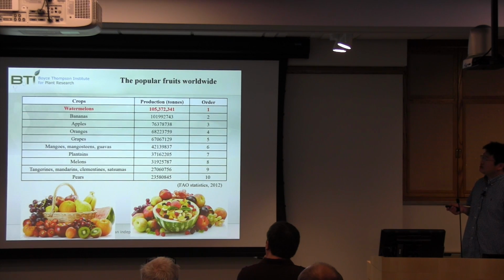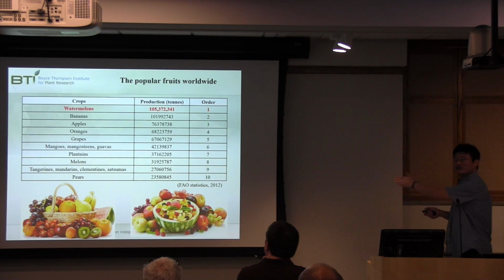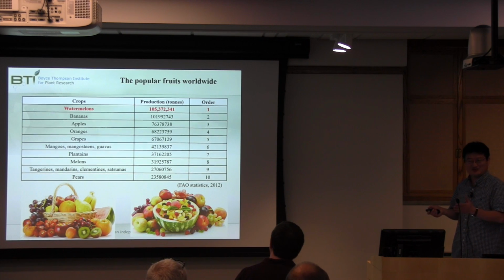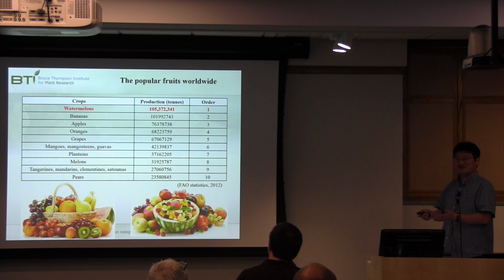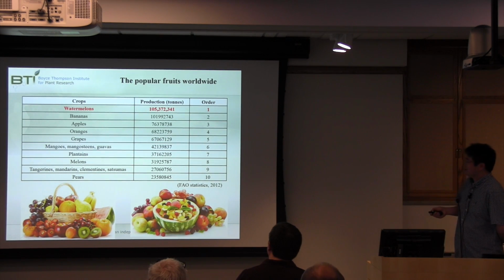Watermelon is also the most popular fruit worldwide based on production. You can see watermelon ranked number 1 on production. Tomato is not counted here. If you count tomato as a fruit, then tomato is number 1, at about 160 million. But most people treat tomato as a vegetable, not a fruit. So you can see several popular fruits: watermelon, banana, apple, oranges, grapes. Watermelon's production is ranked number 1.